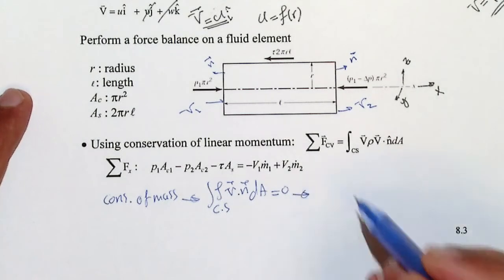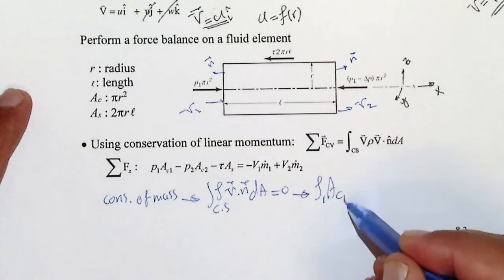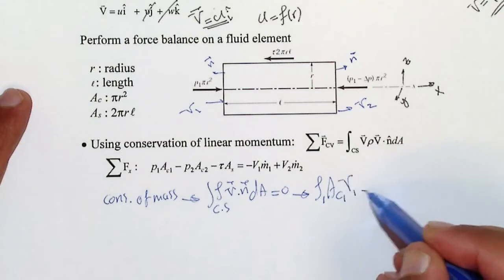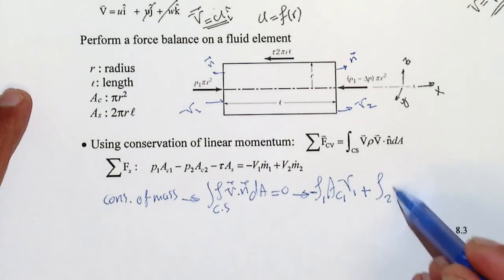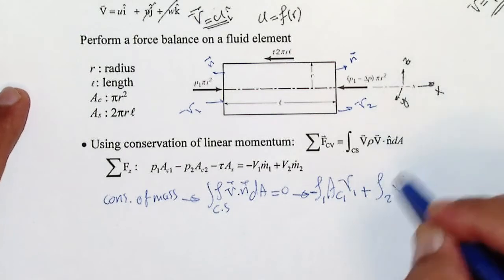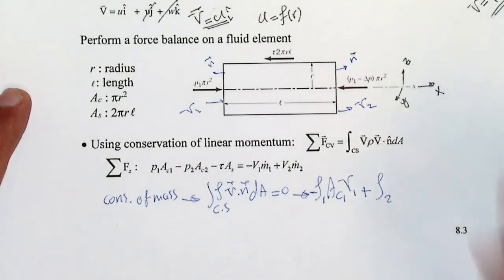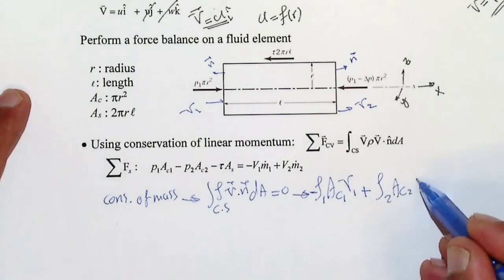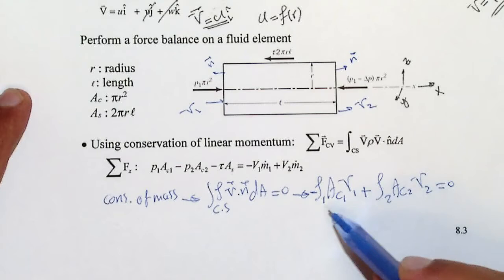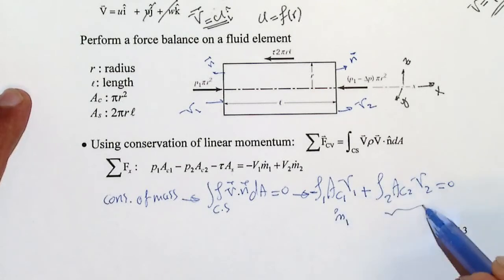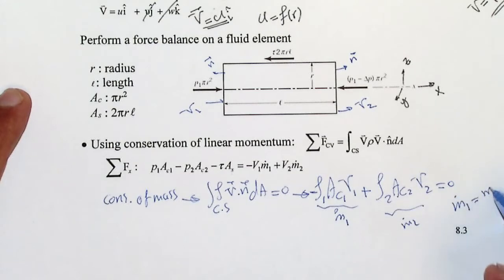So then it means that rho 1 AC1 V1, that's going to be negative because V dot n at the entrance is going to be negative, plus rho 2 AC2 V2, this summation is going to be 0. Then it means that m dot 1, that's going to be m dot 1, and that's m dot 2. So at first, m dot 1 is equal to m dot 2.